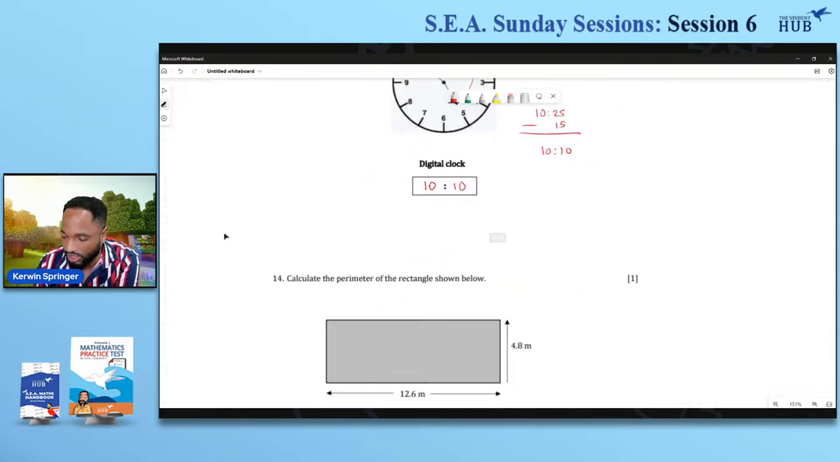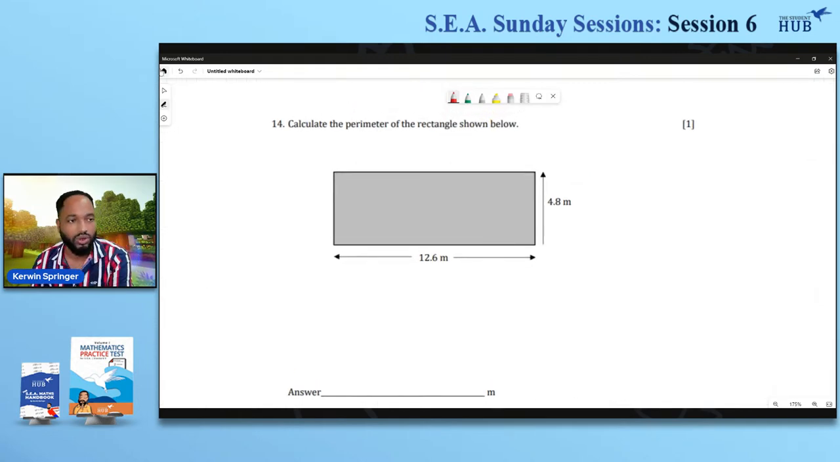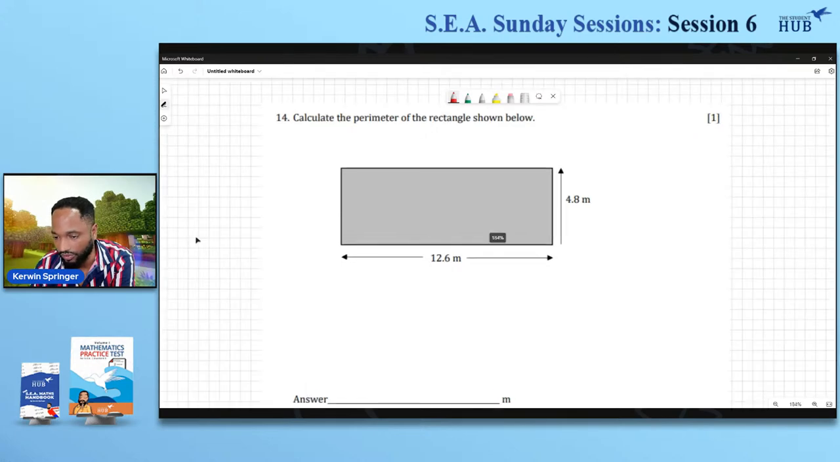Okay, so let's go to number 14. What answers did y'all get in here? Calculate the perimeter of the rectangle shown below. If you didn't get to see the question, don't worry. It's recorded. You can always swing back and see the previous questions. Have no fear.